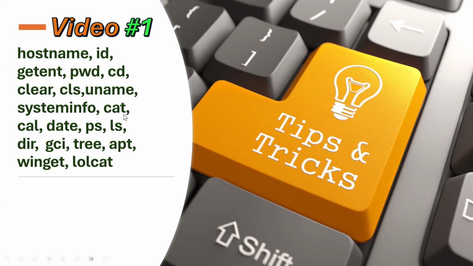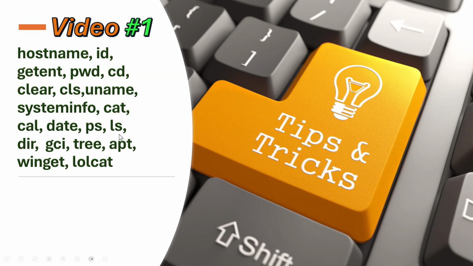Cat stands for concatenation. Cat is a command that is an alias to type and Get-Content on PowerShell. But on Linux, this is a binary command that we run for concatenation, to cat the contents of one or more files. Calendar just displays the calendar. Date displays the date.